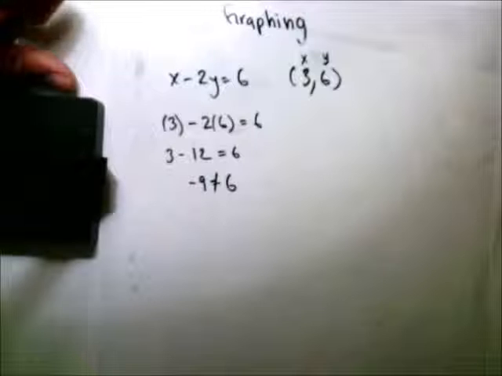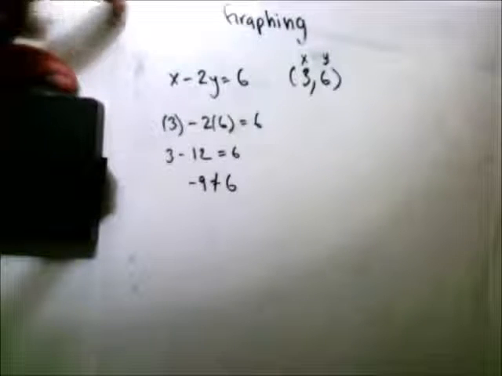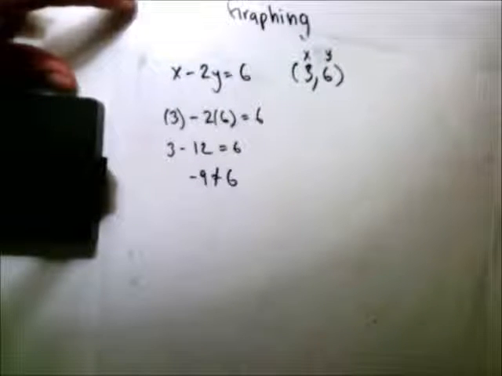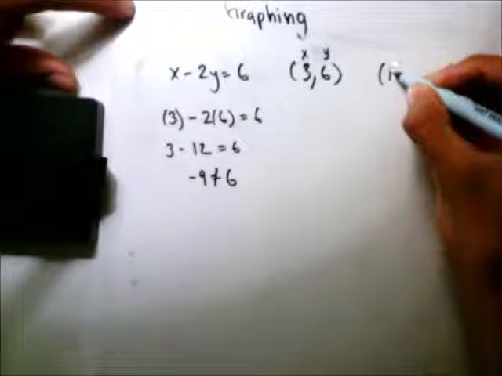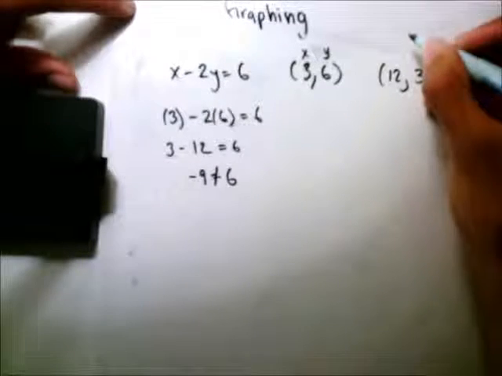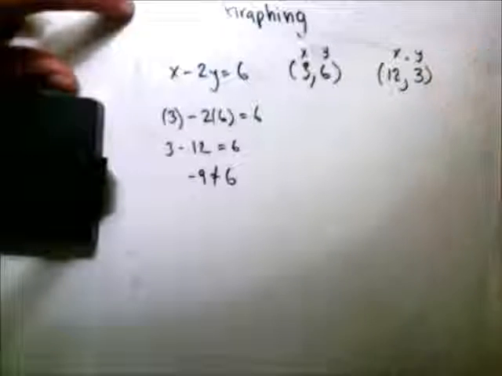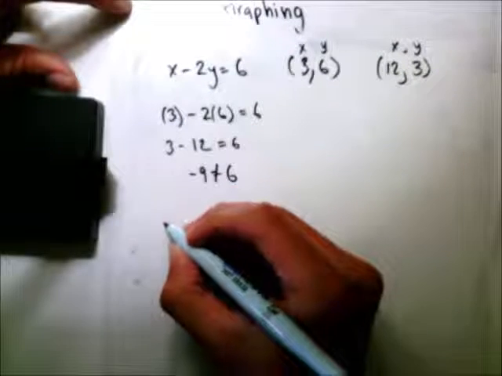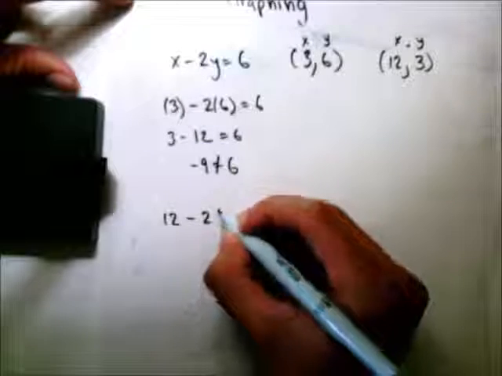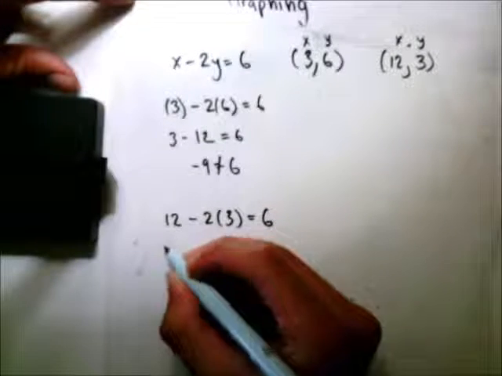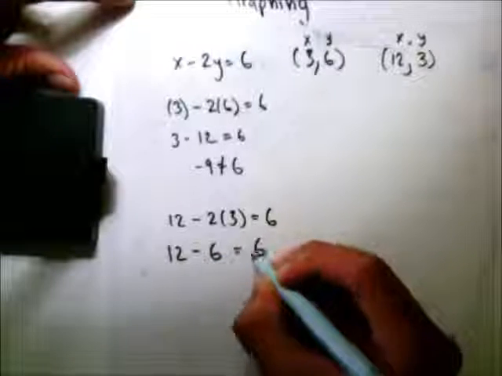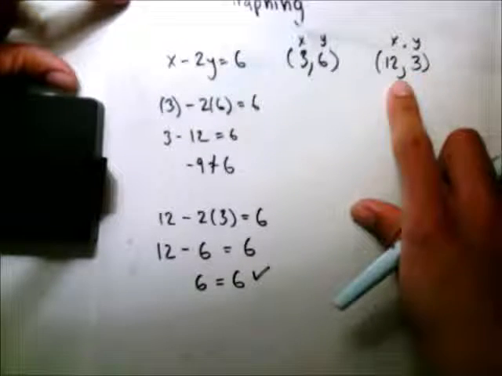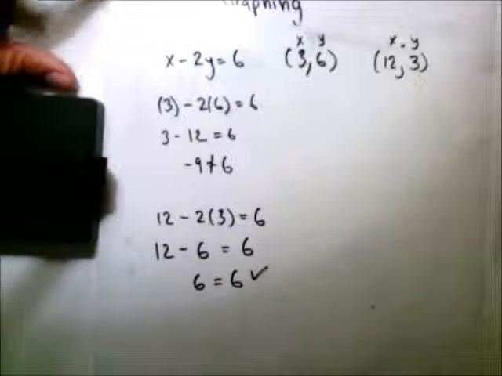But next, let's see if we can think of a value that would suffice. Off the top of my head, I feel like the ordered pair (12, 3) would be a solution to the given linear equation. Going through the same route, we have 12 minus 2 times 3 is equal to 6. 12 minus 2 times 3 gives us 12 minus 6, which gives us 6. So we have 6 is equal to 6. So the ordered pair (12, 3) is a solution to our linear equation.